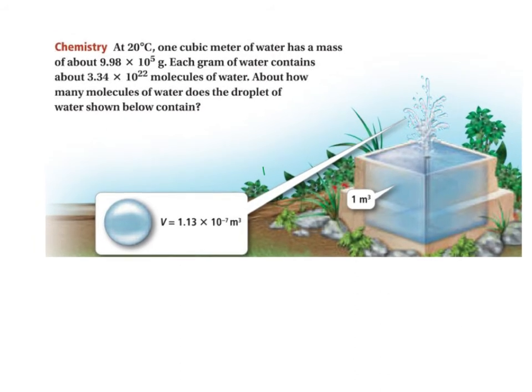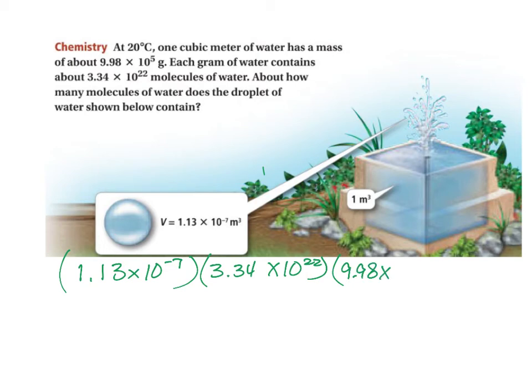So, what I want to talk about first of all is setting this up. So, the water droplet is 1.13 times 10 to the -7th. That's one piece. The next piece is how many droplets or molecules of water. So then this would be times 3.34 times 10 to the 22nd. Then it talks about the mass. So in this case, it would be 9.98 times 10 to the 5th. Now, I know it seems kind of odd to be multiplying all of those, but it is how we would be handling that.